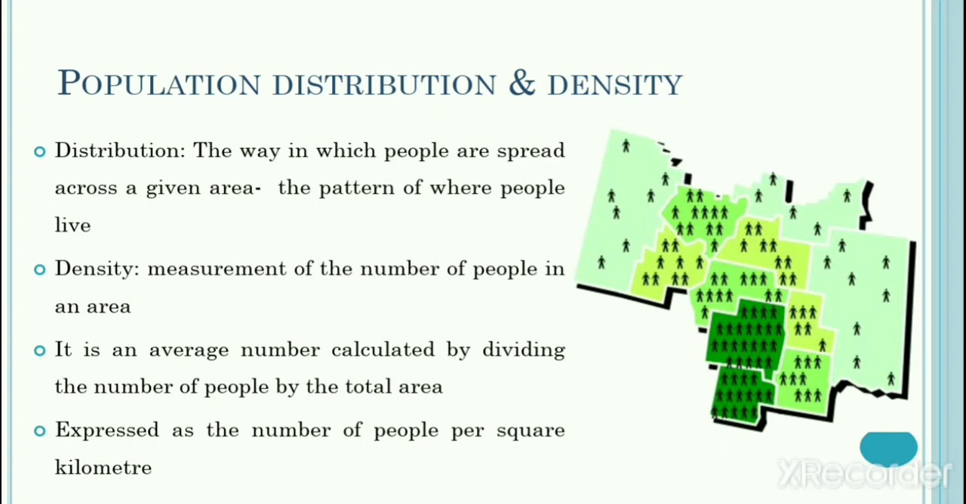Now, let's find the difference between population distribution and density. Population distribution is the way in which people are spread or arranged across a given area. Hence, it is the pattern in which people live. At the same time, density is the measurement of the number of people in an area. It is the average number calculated by dividing the number of people by the total area. Density is expressed as the number of people per square kilometer.